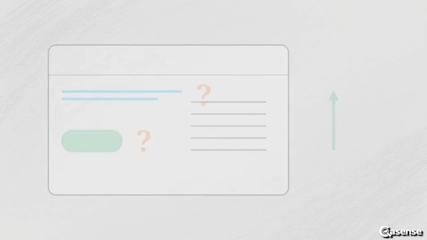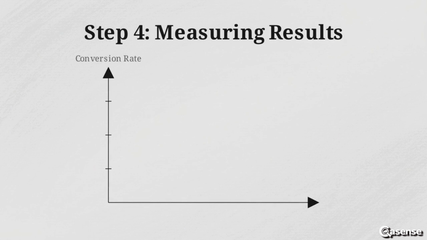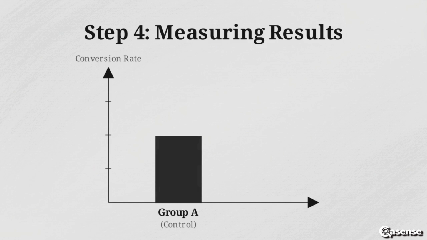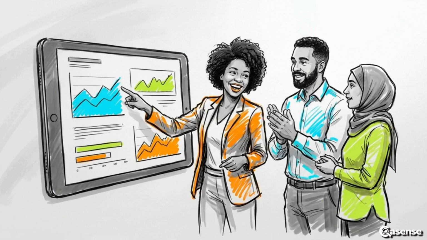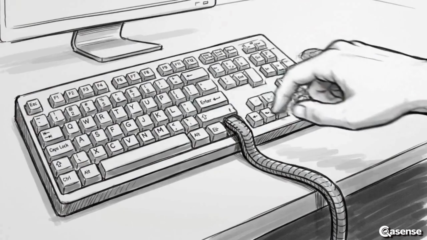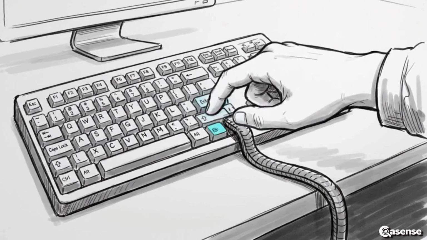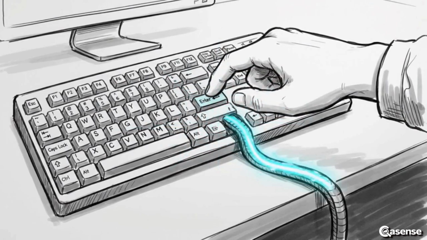Step 4 is measuring results. Group A establishes our baseline, but Group B grows higher, showing a 12% increase. Next, we check for statistical significance. This mathematical verification proves the jump is real and not just random noise. Reaching significance provides the evidence Swift needs to move forward. They can now ship the winning feature to everyone, confident that the improvement was driven by the new design rather than luck.